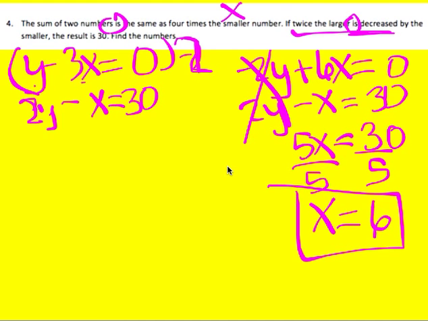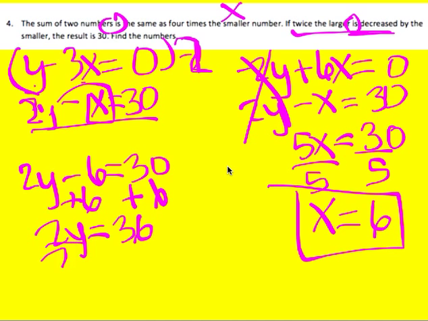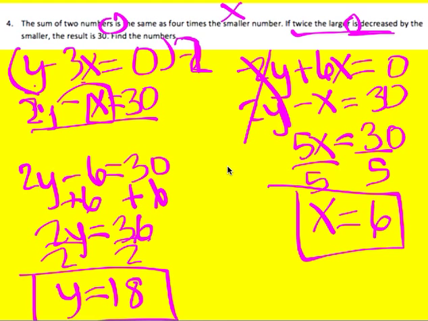So that's one of my 2 numbers. So I'm going to go ahead and plug it into this to get my other one. So 2y minus 6 is equal to 30. So I plugged in the 6 in place of that x. So I'm going to add 6 to both sides. And then I get 2y is equal to 36, divide both sides by 2, and I get that y is equal to 18 for my second number.